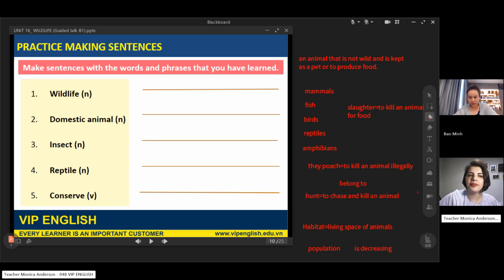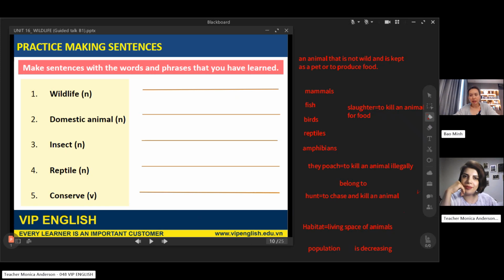And the population of people is increasing now. People, the population is increased. So the people need more space to live.